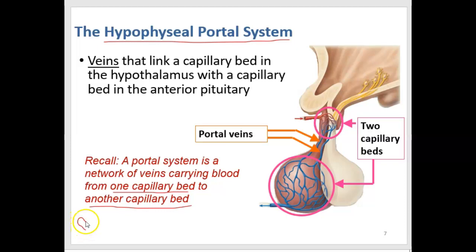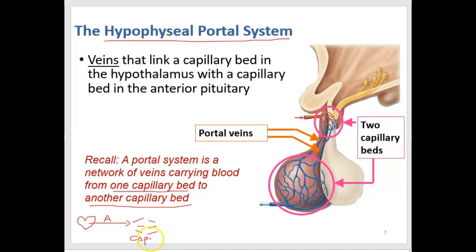So if we start with blood being pumped by the heart, it goes out an artery. And then the vessels get smaller and smaller and smaller until you have what's called a capillary bed. This is a perfect site for diffusion of nutrients. So nutrients can diffuse across the thin walls of these small vessels.